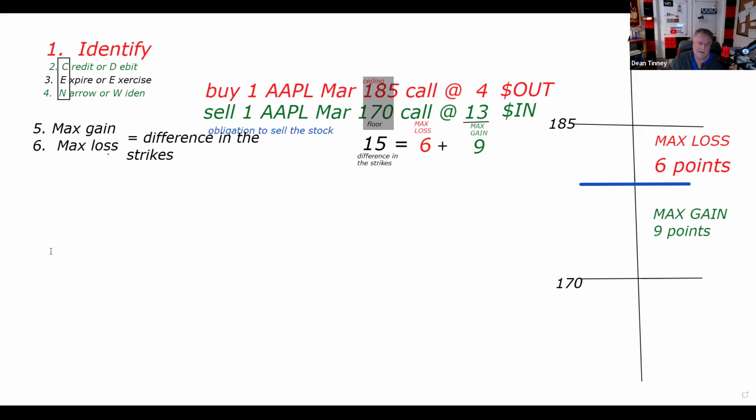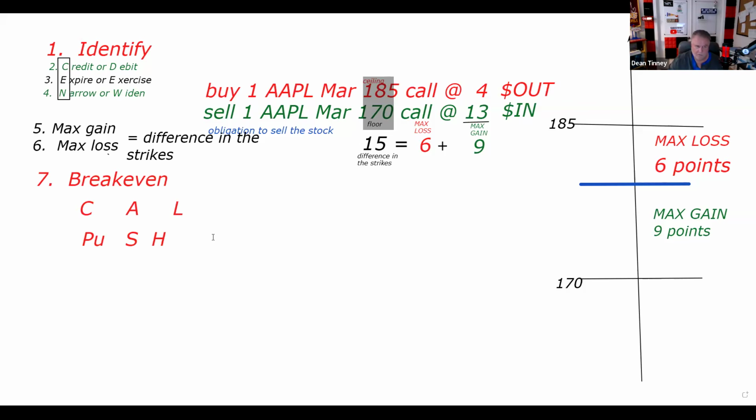Next thing we've got to do, don't hate the 8, we've got to do break even. We're either going to use CAL or PUSH, depending on what kind of spread it is. And again, test taking trick, the break even has to be somewhere between 170 and 185. You can look at your answer set now and get rid of anything that isn't between the range. It's got to be between there.